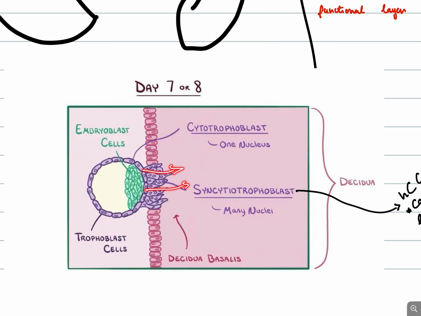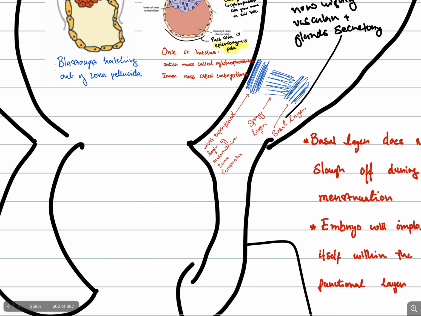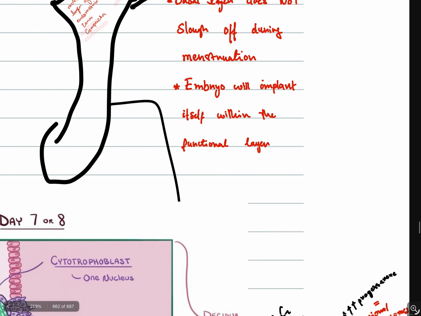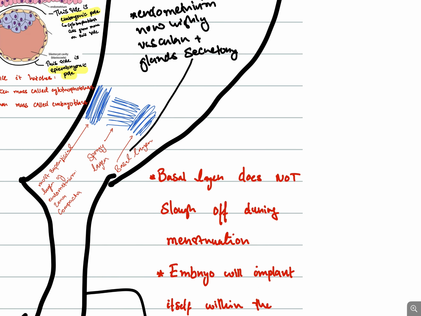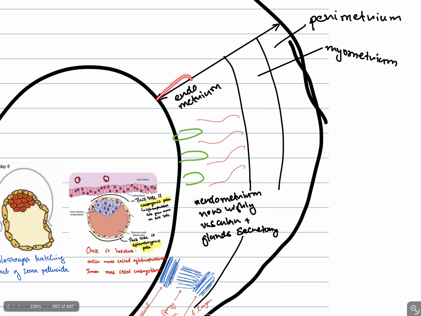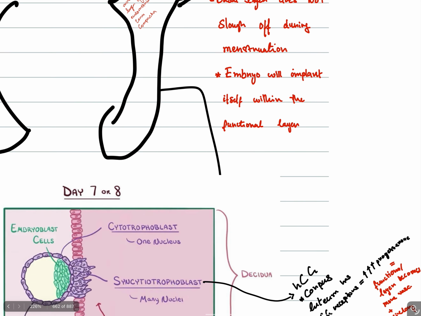that will embed themselves into the functional layer, as we said before, which is the zona compacta and the spongy layer. And what happens is, because on day 14 of the menstrual cycle, you have the ejection of the oocyte out of the ovum or the egg cell. So what gets left behind is the corpus luteum, and it's the corpus luteum that secretes a lot of progesterone, and this progesterone causes the endometrium to be nice and thick and vascular, as well as secretory.